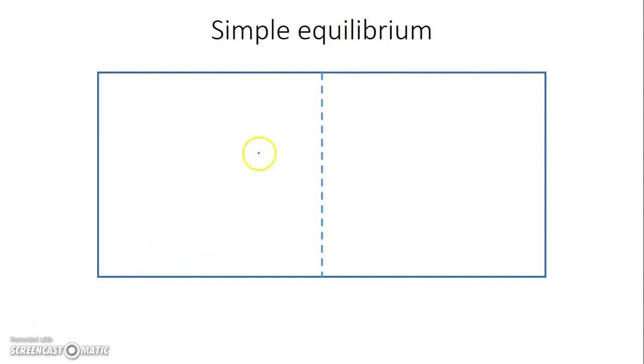Let's start by understanding the simple equilibrium across a semi-permeable membrane. These are two compartments, compartment A and compartment B, separated by a semi-permeable membrane which allows all the ions to pass through. Now let's add on side A 10 ions of potassium and 10 ions of bicarbonate.